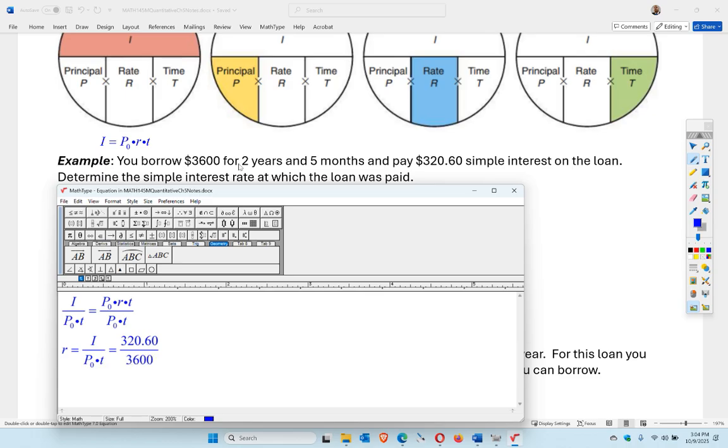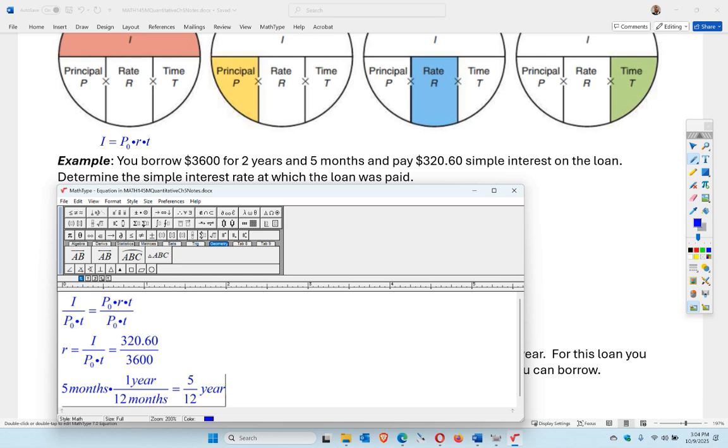The problem here is 2 years, 5 months. So I have to convert that, don't I? I'm going to go down to the 5 months. 1 year is 12 months, so that is 5/12 of a year.